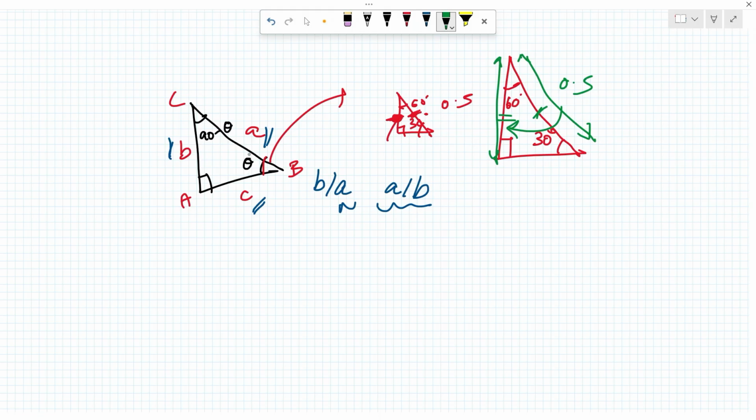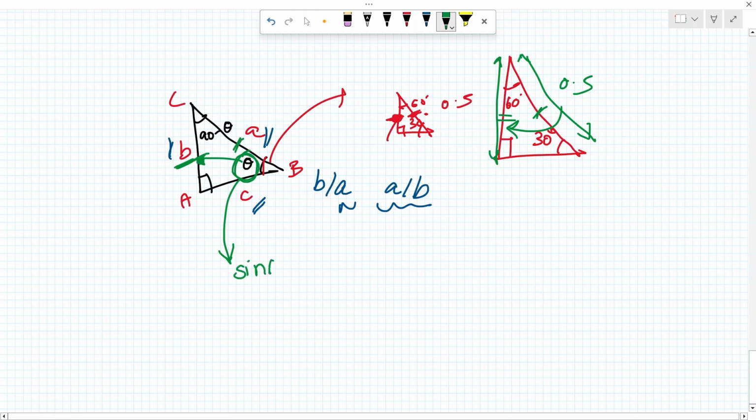So in this triangle, if this is angle theta, the ratio of the side opposite to angle theta divided by the hypotenuse is what we call sine theta. So sine theta is just opposite side divided by hypotenuse. So in this diagram, that's just b divided by a.